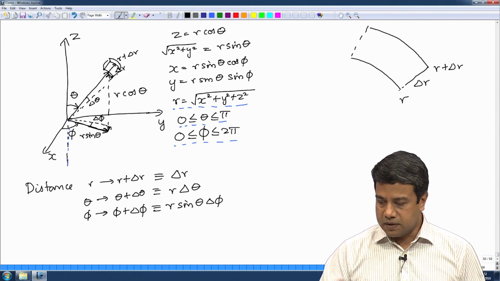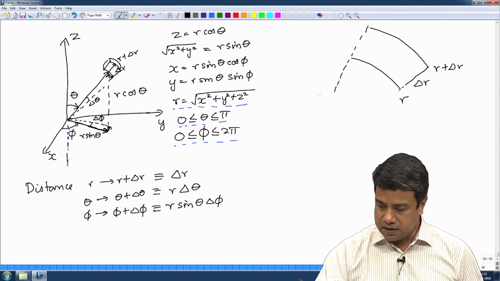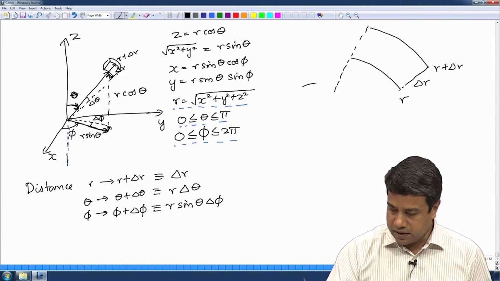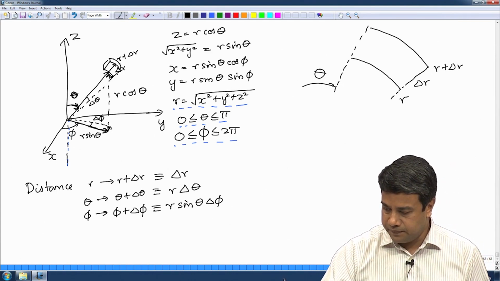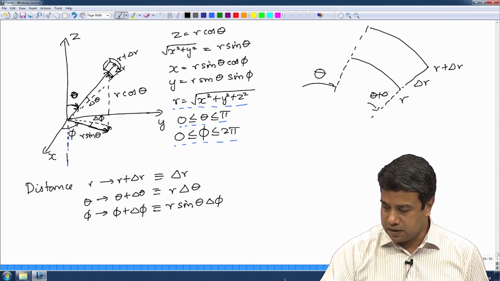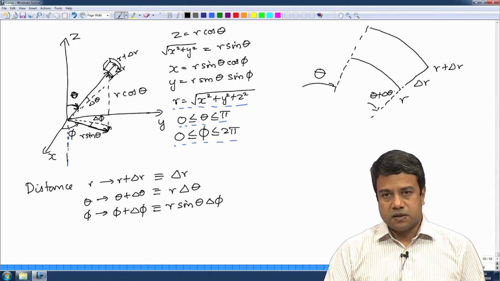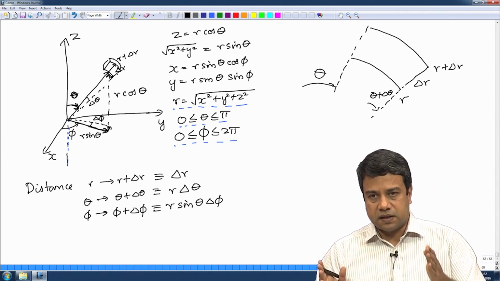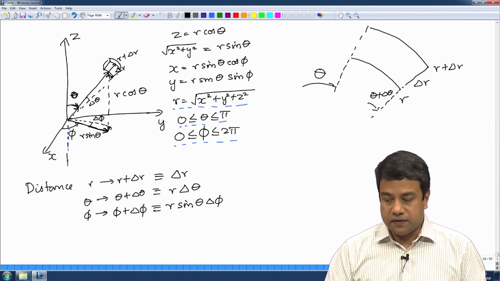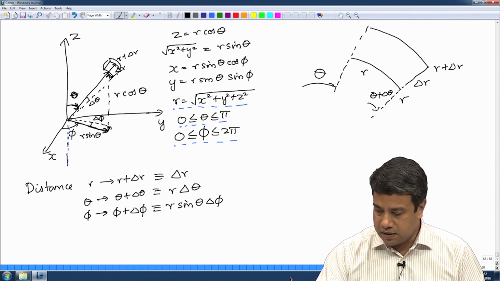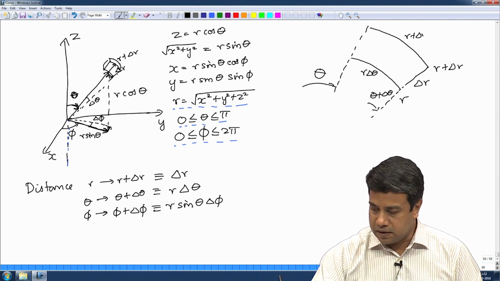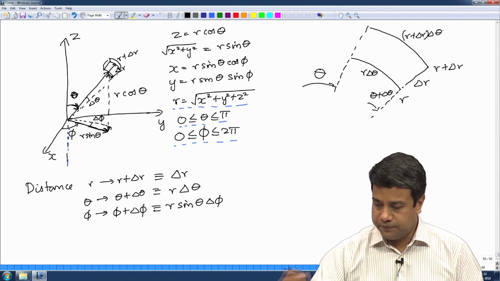Surfaces of constant coordinate in the theta direction. This angle is theta here, and this angle is theta plus delta theta. So, it is bounded by two surfaces of constant theta, at theta and theta plus delta theta. The distance travelled in this is going to be r delta theta, and over here it will be r plus delta r, delta theta.